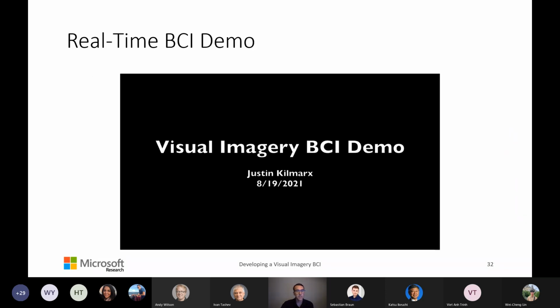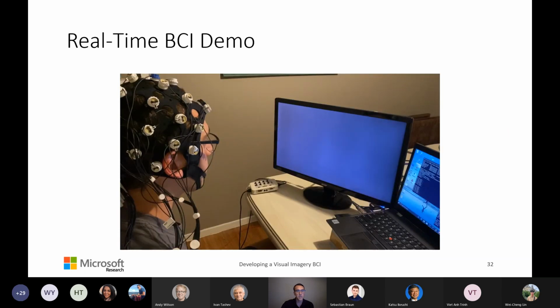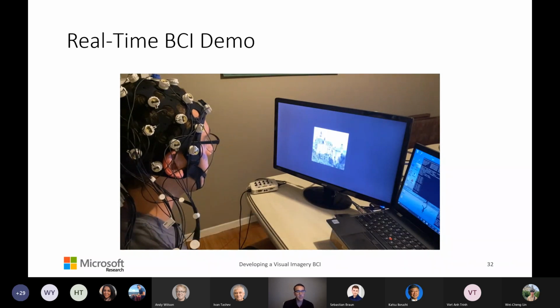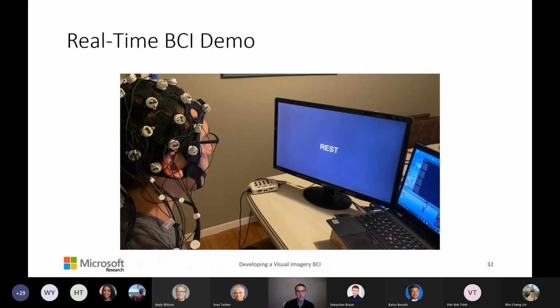So the last thing that I want to show you here is just a demo of this real-time BCI experiment. The first 2 runs of this are a demo of the initial training sessions, so this is what happened in the first 3 training runs and the first 2 runs of the experimental session. In each run, the person would first see the fixation cross and an observation image, in this case a face image. Then they would have the imagery period for 4 seconds where they're just trying to imagine that image, and then a resting period, and that would just repeat.